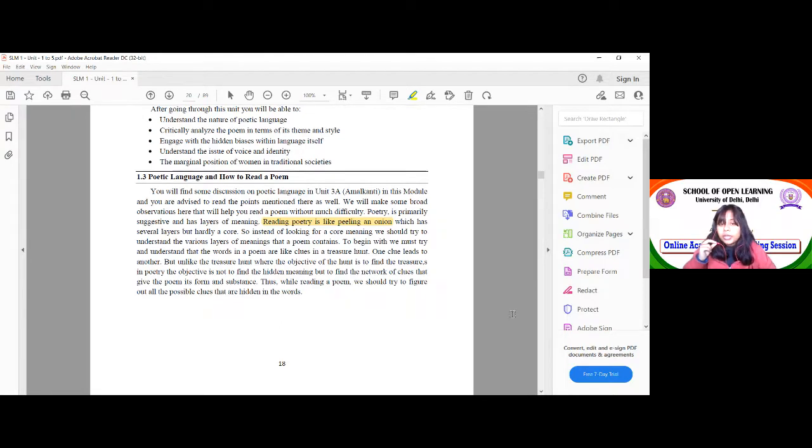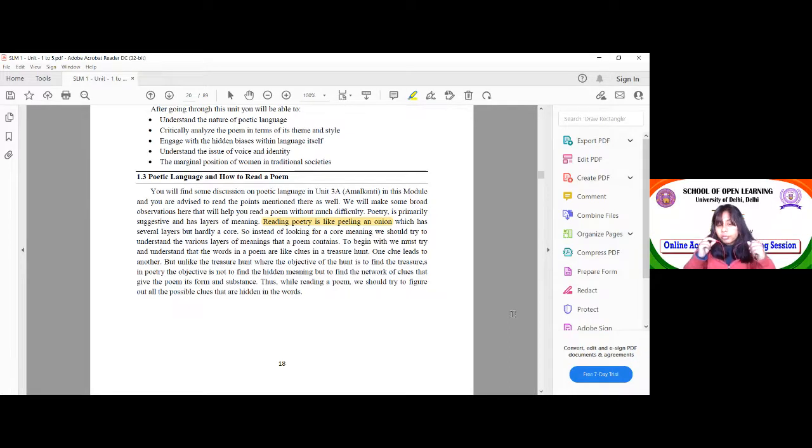But unlike a treasure hunt, where the objective of the hunt is to find the treasure, in poetry the objective is not to find the hidden meaning, but to find a network of clues that gives the poem its form and substance. Because poetry का एक meaning नहीं है, even though it is like a treasure hunt, आप hunt कर रहे हो, आप ढूंढ रहे हो कुछ meaning, एक मीनिंग बस नहीं है. The objective is not to find that one meaning. The objective is to find the network of meanings and the different issues that come out and finally form this one poem with all its substance.